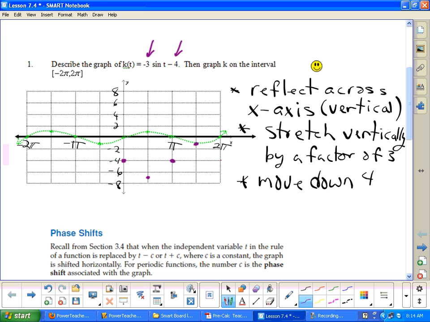And here we have another 0. So then the ones going backwards, I can do the same thing. At negative 1, it's going to be at negative 1. 0 would be at negative 4. Positive 1's at negative 7. And back to 0. And so we have this graph. So there's the graph of negative 3 sine of t minus 4.